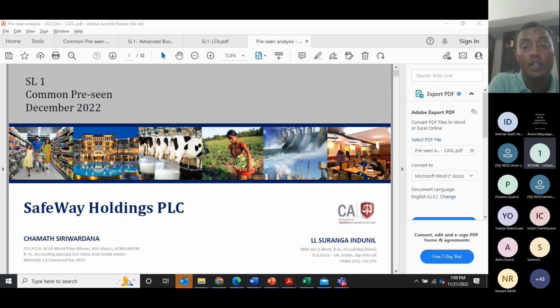Then another 20% of the syllabus is on risk of misstatement and internal control, 20 plus 15, 35. And then there is another 5% coverage. I think altogether it comes to about 45.